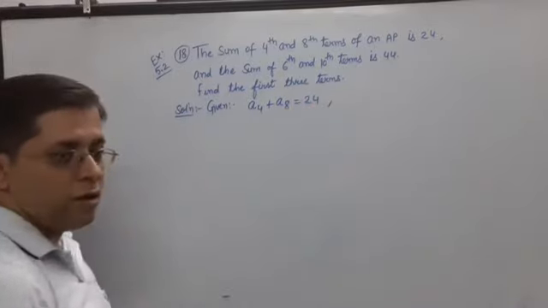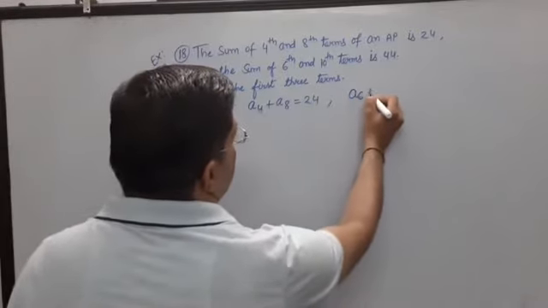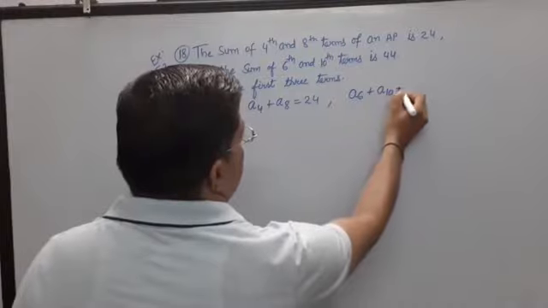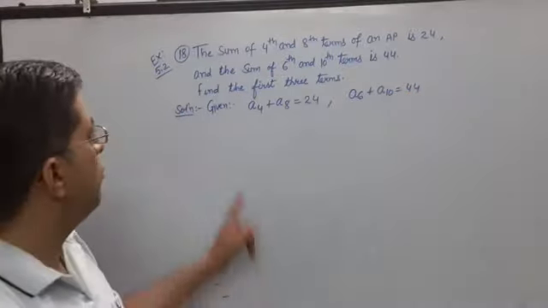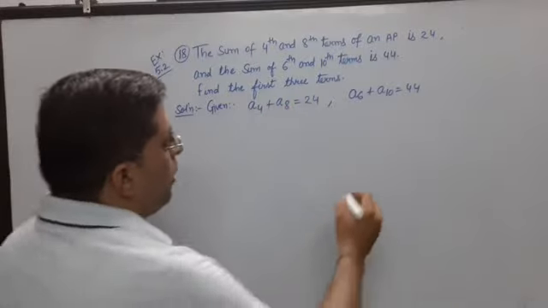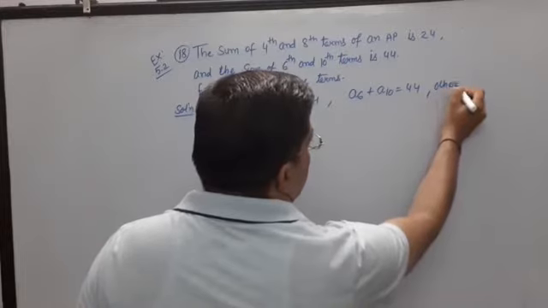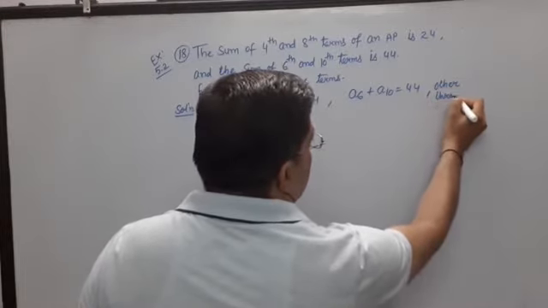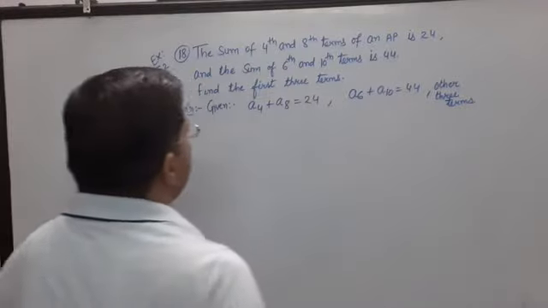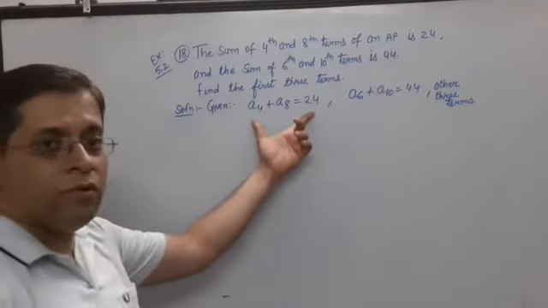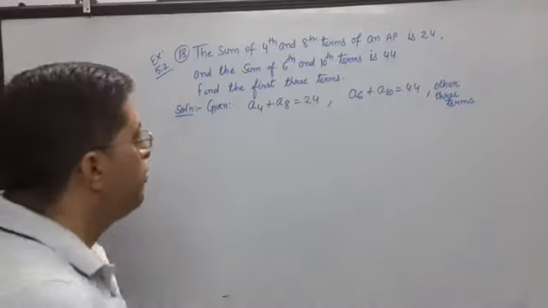Sum of 6th term and 10th term is 44. Clear? This is given in the question. What you have to find out? You have to find the other 3 terms. Now we will get one equation from here, another equation from here.